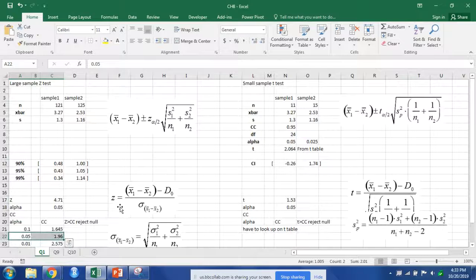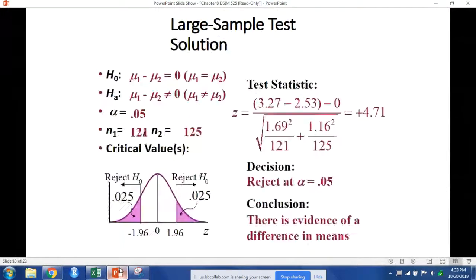This is a lot more useful if you actually have the raw data to compare, because there are things we can do in Excel other than just calculate them out, but we can talk about that later. So our z statistic is greater than our critical value, and thus we can reject at 0.05. There's evidence that there is a difference between the means of the two stock indexes, or the two stock markets.